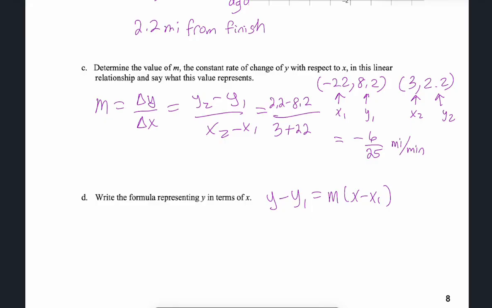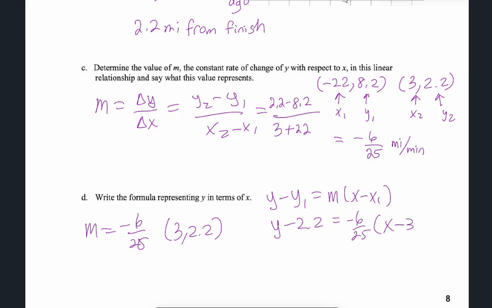Now, iMath might have you do it, but for me, let's use our slope of negative 6 over 25. And I'm just going to use the positive point (3, 2.2). So it would be y minus our y value, 2.2, equals our slope times x minus my x value of 3. And you don't have to go further, unless that bothers you the way that it looks and you feel that you want to rearrange. To rearrange, just distribute that in and then add 2.2 and then you got it, okay?